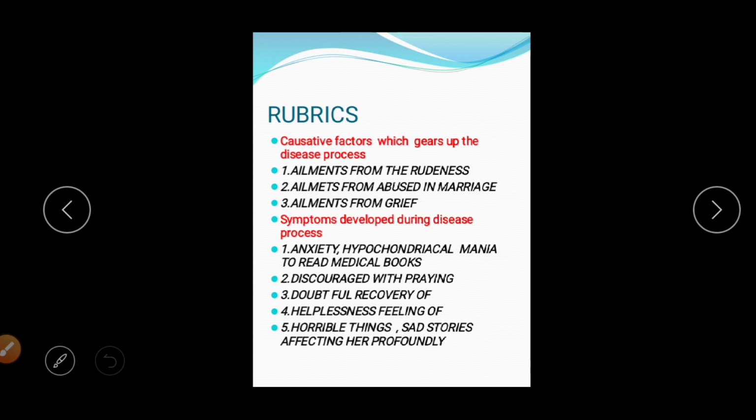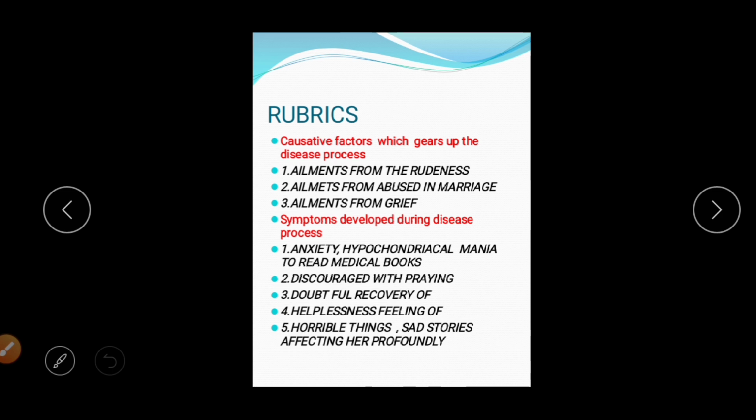So the other rubrics are the causative factors which gear up the disease process. So what are the causative factors? These causative factors take her from the healthy status and gear up the disease process. There are three symptoms: ailments from rudeness, ailments from abuse in marriage, ailments from grief. These three are the causative factors I have taken in this case, and there are symptoms developed during the process.